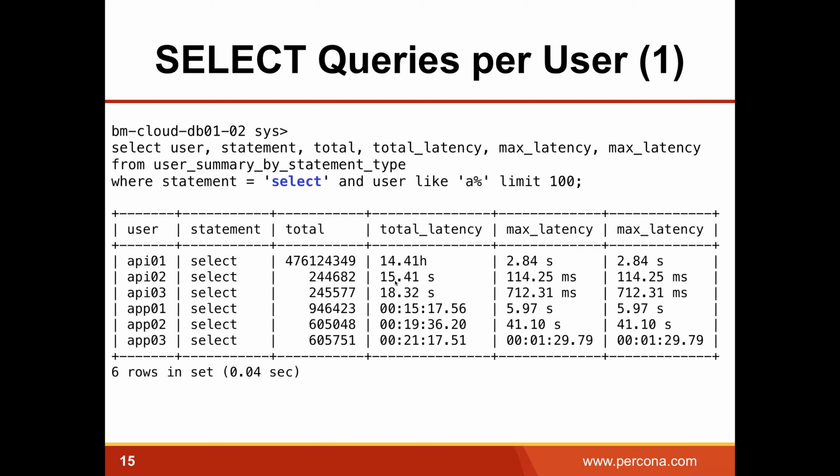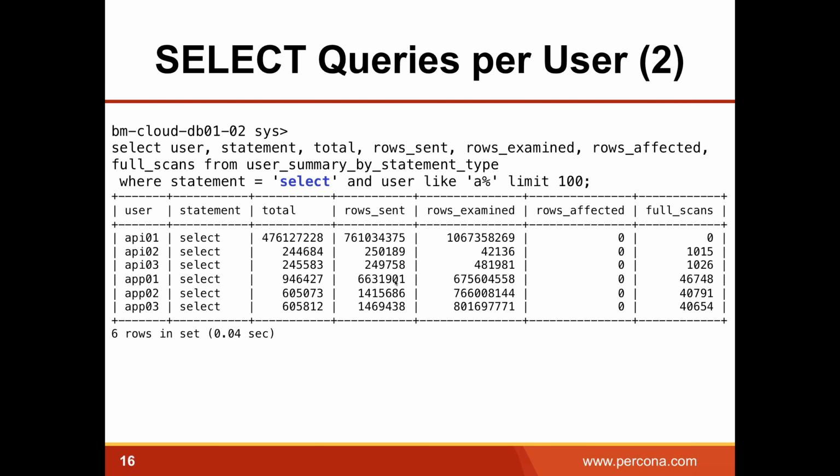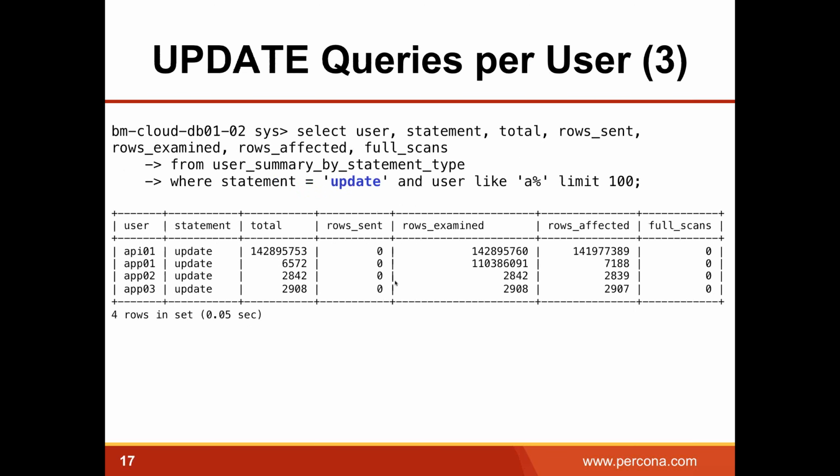Now, not only can you get the per statement analysis, but you can also get the total requests, the number of rows sent, the number of rows examined, and whether this select ended up doing a full table scan and stuff like that. All this you can get from the user summary by statement type. And then finally you can get other statements. You can get the updates and get information on how many rows have been examined and how many rows have been affected.